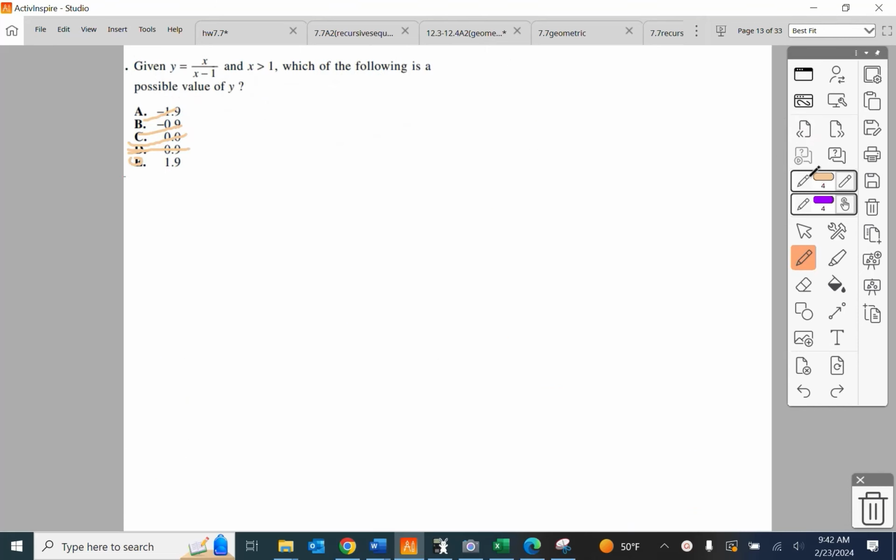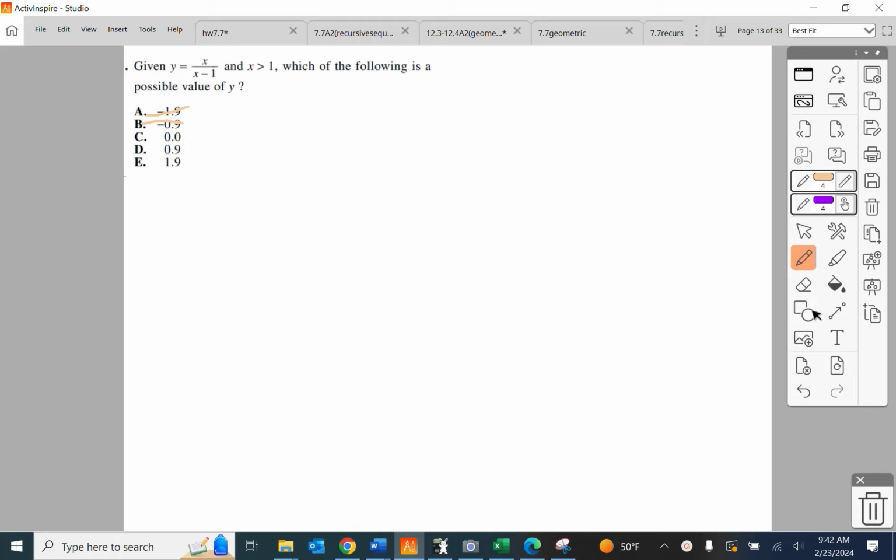I want to touch up on this one again. I got a wave of stupidity just go over my head when I was going over this one. It says x is greater than 1. I should have immediately just done this. The easiest thing I should have done is literally just plug in numbers. Why I wasn't doing that, I don't know. But what's a possible value of y?